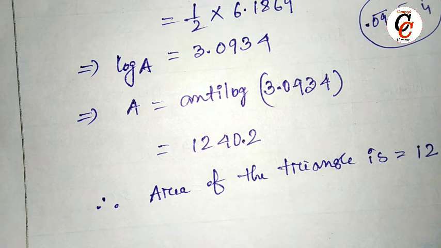Therefore the area of the triangle is 1240.2 centimeter square.